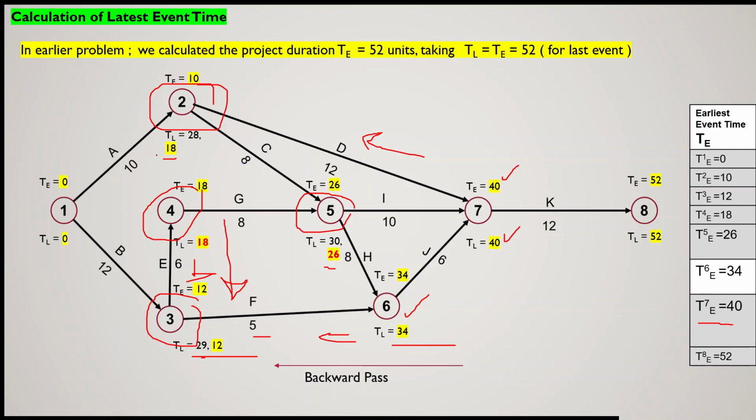For event number 1, if you go through this path, then it will be 18 minus 10, which is 8, and from this it is 12, so it is 0. So you can't delay this event.